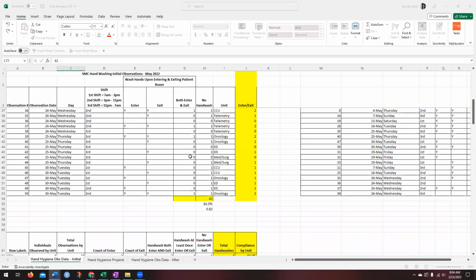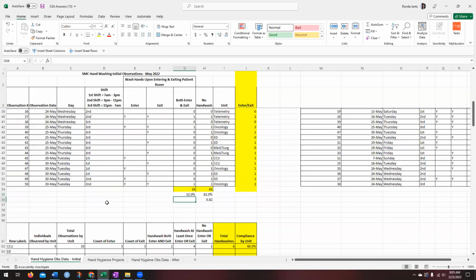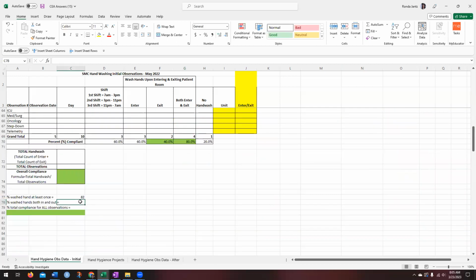And so both enter and exit, we should sum up. And then we can get our total of 16. And remember, we have 50. So we're going to take 16 divided by 50, and we'll get 32%. So our second percent is going to be 32.